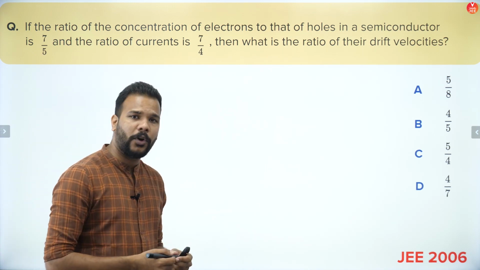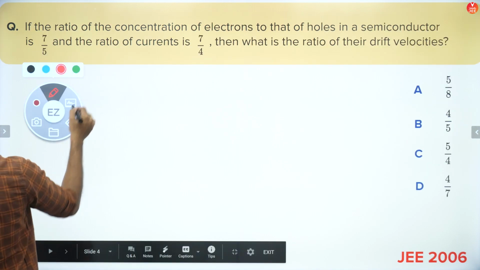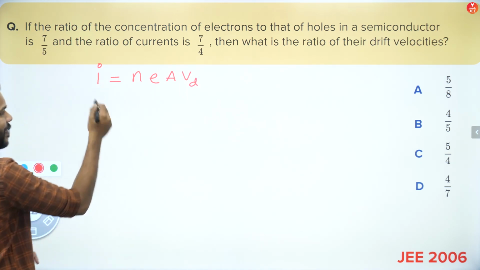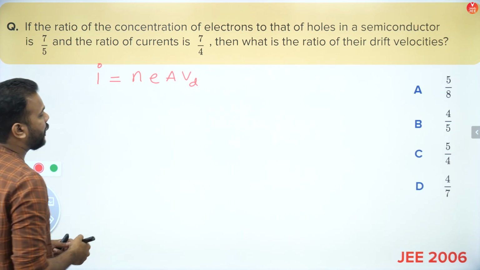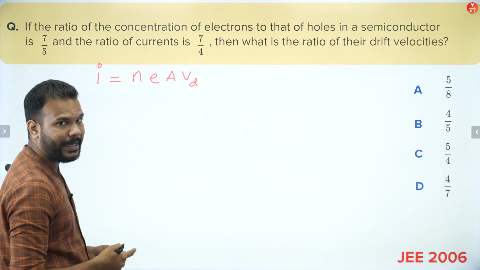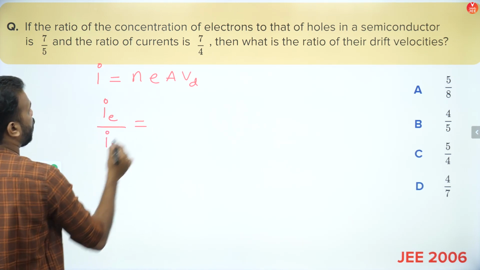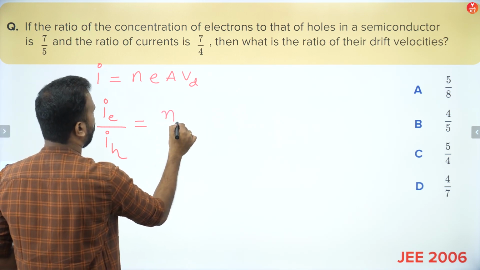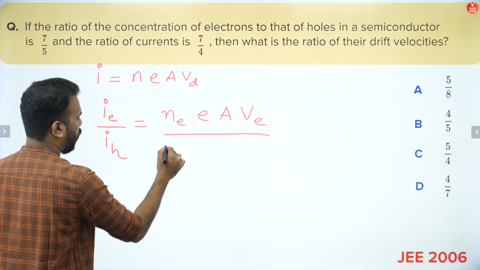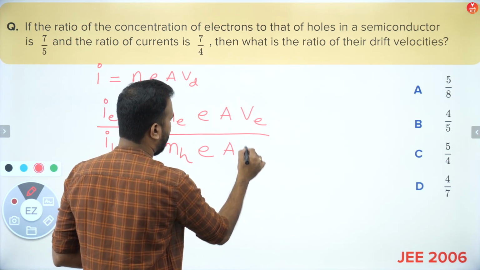Now this is something that we already know from our understanding from current electricity, that whenever charges are flowing, the current is basically given as, the expression for current is NEAVD, where I is current, N is the concentration of the charge carriers, which is basically electrons in the case of conductors. This is the charge of an electron, area of cross section of the conductor, and VD is the drift velocity. So if we write the current due to electrons divided by current due to holes, that is the ratio which has been given to us, will become concentration of electrons times charge of electrons, area of cross section, and the drift speed of the electrons divided by concentration of hole, same charge as that of hole, area of cross section, and the drift speed of hole.